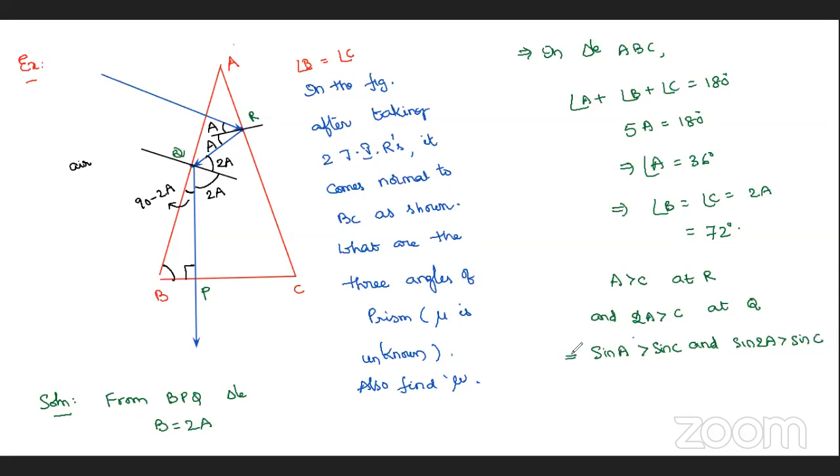So what can you write from this? Sin A is greater than 1 by mu. That implies sin 36 is greater than 1 by mu, and here sin 72 is greater than 1 by mu. This implies mu may be less than, correct? Sorry, mu is greater than 1 by sin 36, and mu is greater than 1 by sin 72.